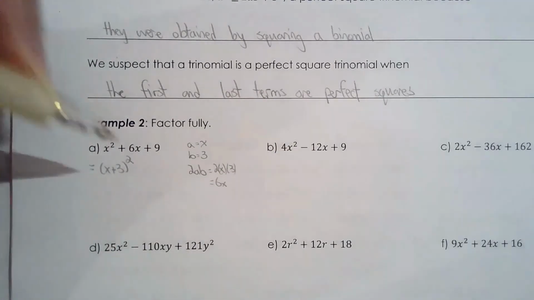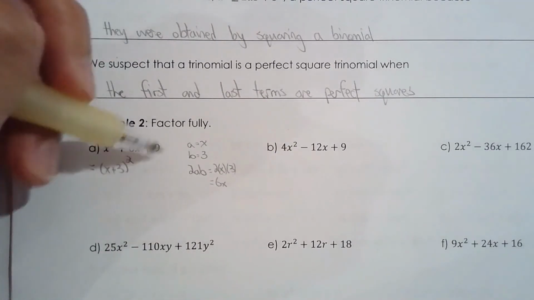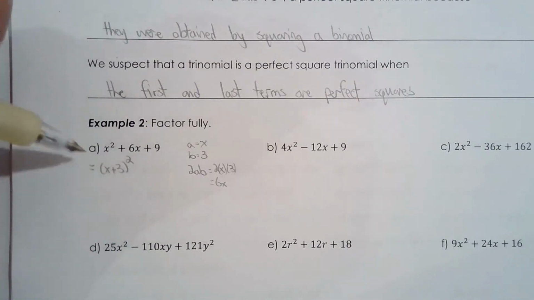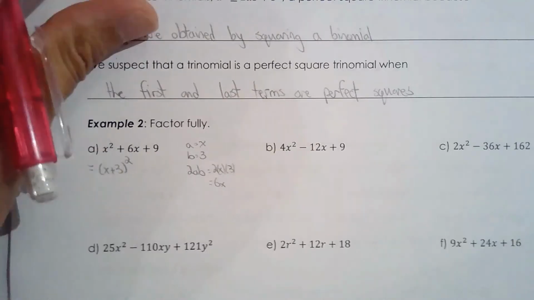By the way, students will say to me, I didn't need you to tell me that. Just ask yourself what multiplies to 9 and adds to 6. Yes, that is correct. But later on, we'll do some harder examples where you really want to be able to identify perfect square trinomials. Okay?